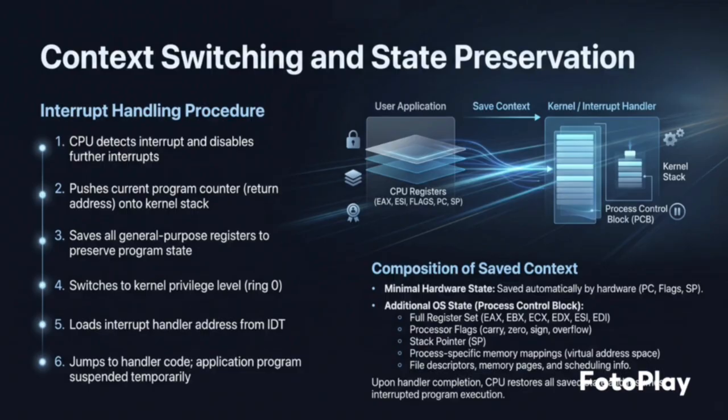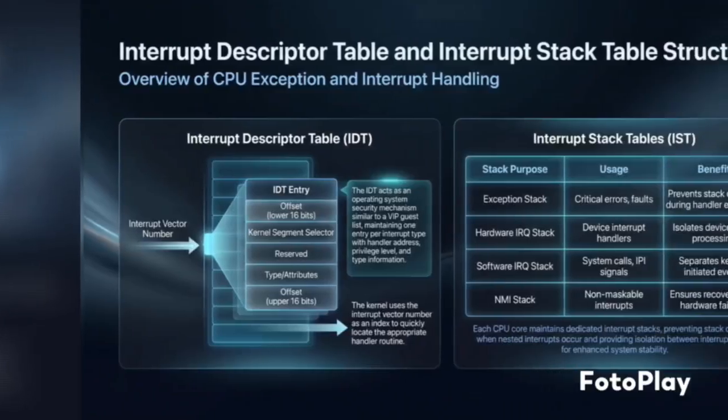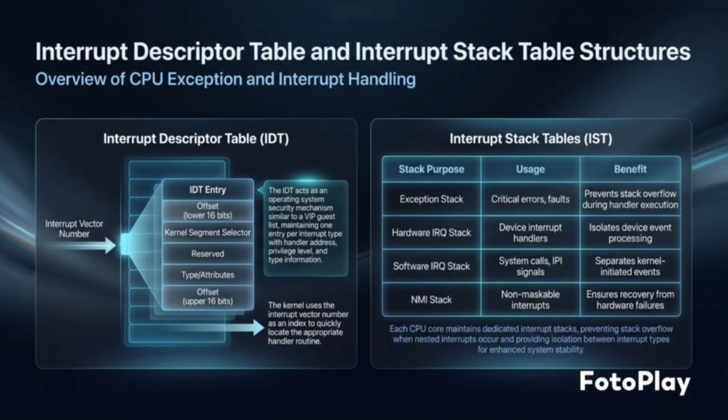Once the current state is frozen in amber, the CPU looks at the numeric ID of the interrupt. It uses the number as an index to look up a critical array in memory called the interrupt descriptor table, or IDT. The IDT is basically a master phone directory. The CPU checks the index, finds the exact memory address of the function designed to handle that specific event, and jumps straight to it. This function is called an ISR, or Interrupt Service Routine.